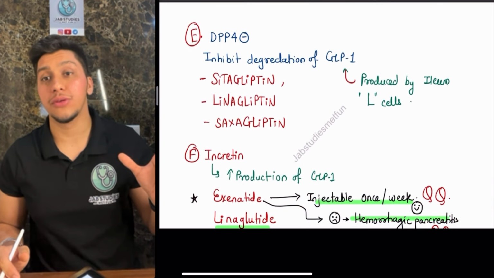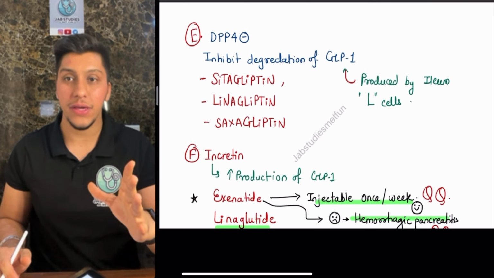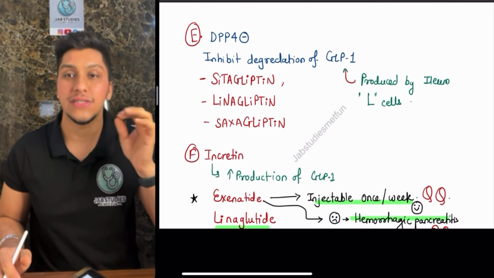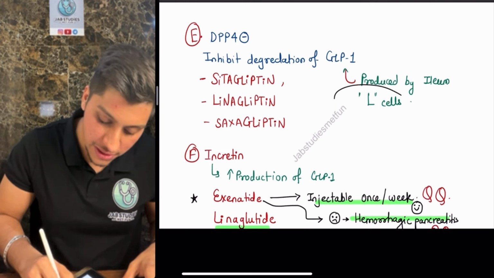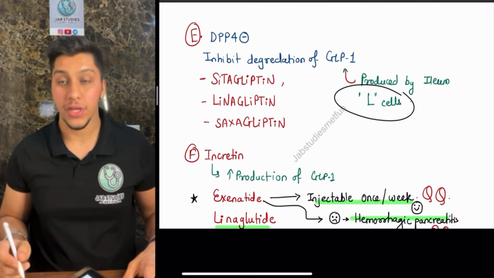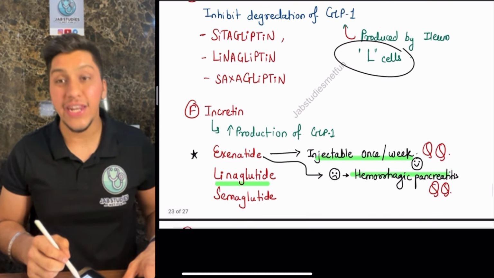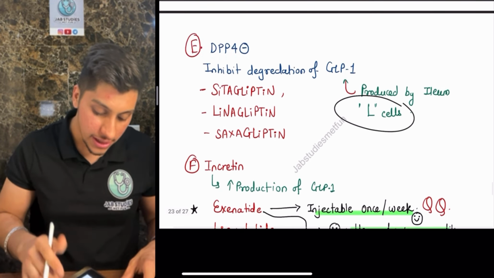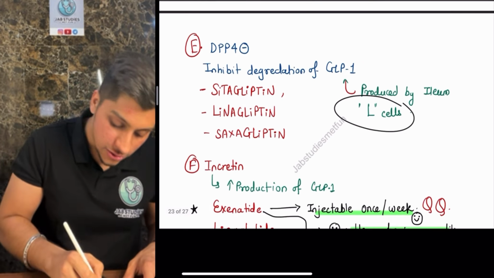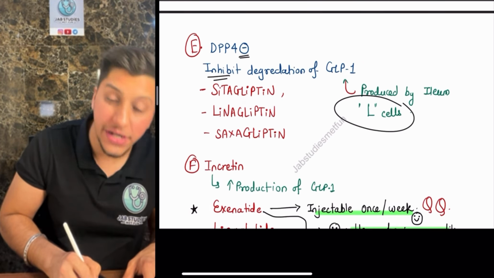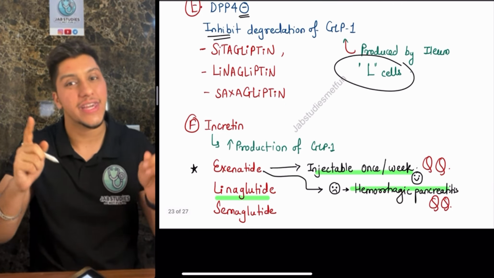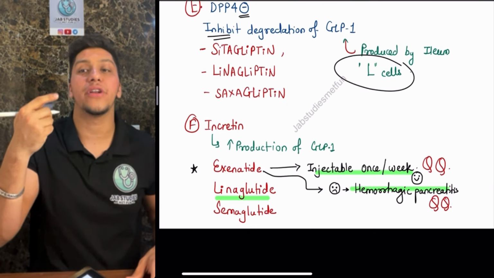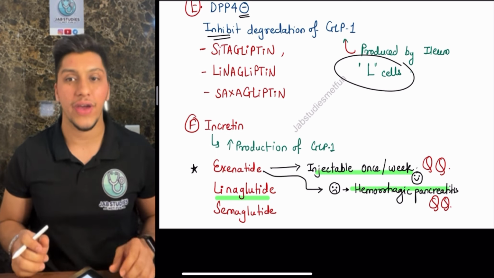DPP4 inhibitors, which we already talked about, inhibit the degradation of GLP. Examples are all the -gliptins: sitagliptin, linagliptin or saxagliptin. Remember, GLP is produced by the L cells found in the ileum. Incretins: this is how I remember it. DPP4 inhibitors inhibit the degradation of GLP, and incretins sound like increase, so they increase the production of GLP. So you can remember the mode of action this way.